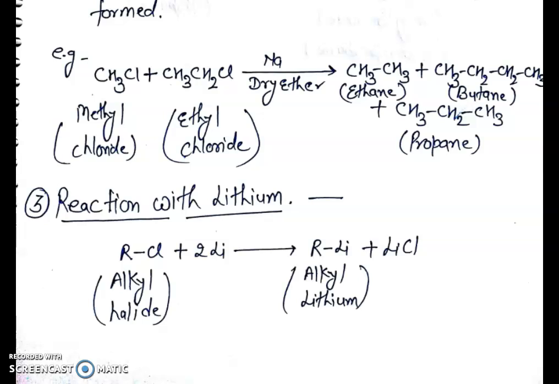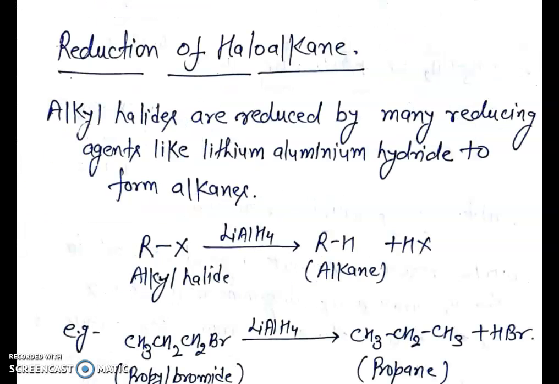Third, reaction with lithium. When alkyl halide reacts with lithium, it gives alkyl lithium. Next topic is reduction of haloalkane. Alkyl halides are reduced by many reducing agents like lithium aluminum hydride to form alkane. The general reaction is given: when alkyl halide is reduced by lithium aluminum hydride, it forms alkane.